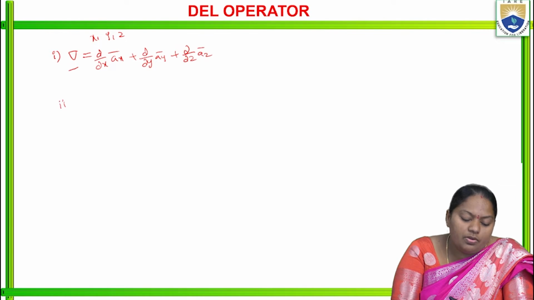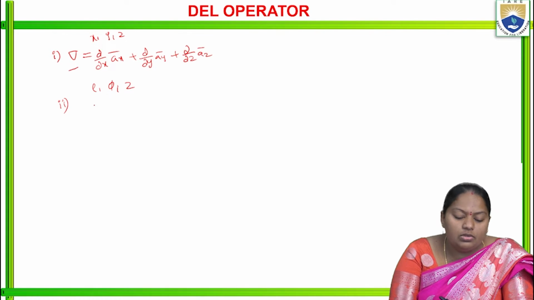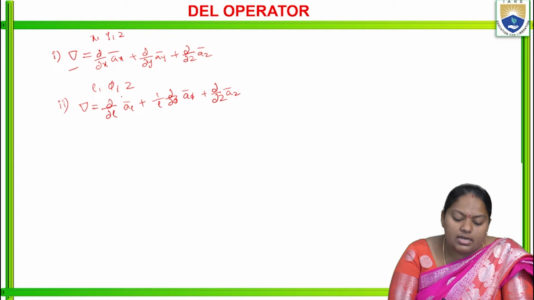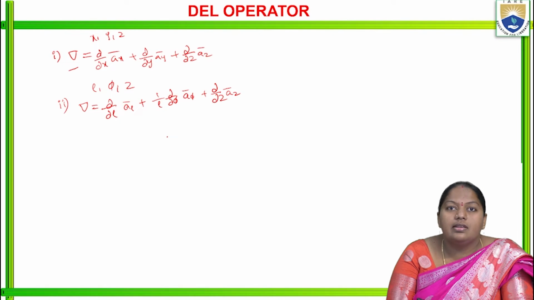Now coming to the second type of coordinate system, the variables are rho, phi, z. And we know that in order to represent rho, phi, z, the del operator can be written as dou by dou rho into a rho plus 1 by rho dou by dou phi into a phi plus dou by dou z into az. Right? So rho, phi, z are the three coordinate system variables in the cylindrical coordinate system. Hence, del can be written as del is equal to dou by dou rho a rho plus 1 by rho dou by dou phi a phi plus dou by dou z az.